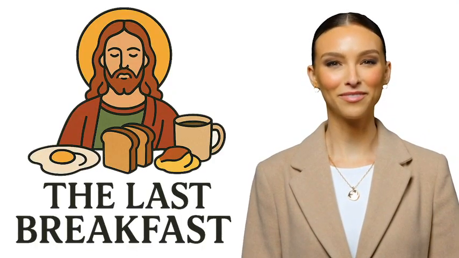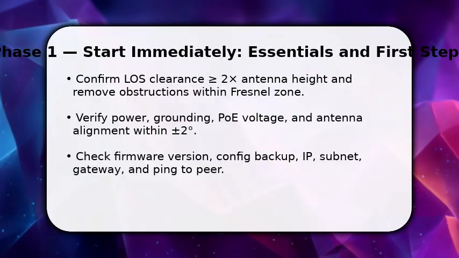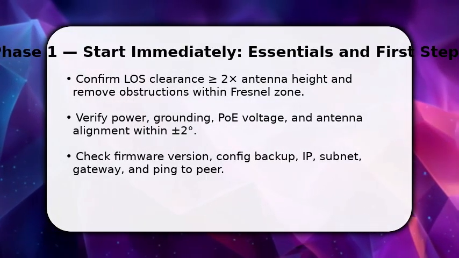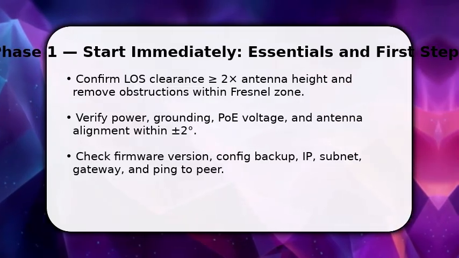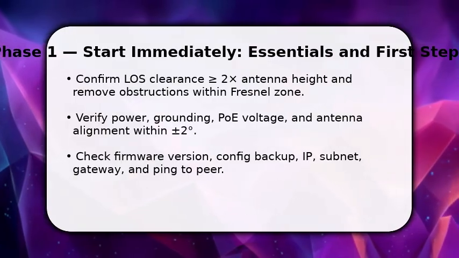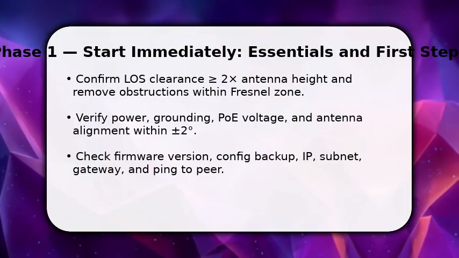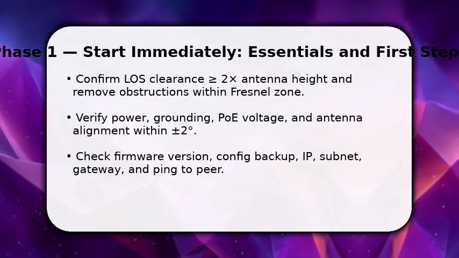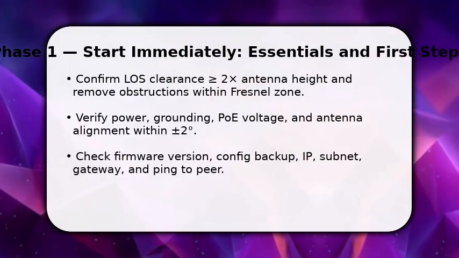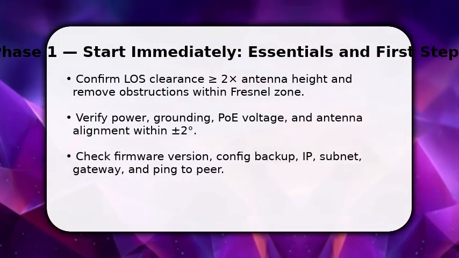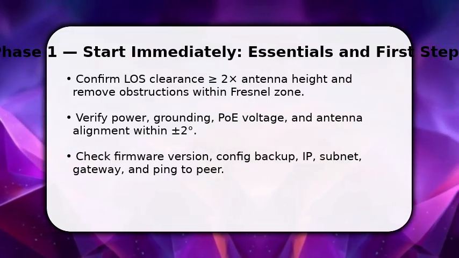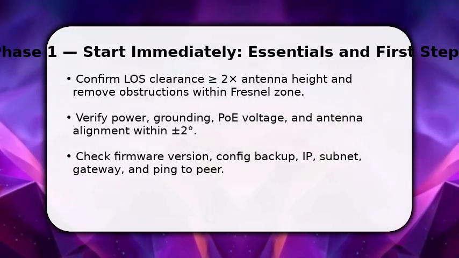Please enjoy the video. You start by validating prerequisites because missing basics cause false failures. First, ensure line of sight and Fresnel clearance. You need at least one clear Fresnel radius. Next, power and grounding. Confirm PoE voltage and connectors. Bad power alters sync. Then check firmware and save a config backup. Mismatched code can break convergence. Once done, verify IP addressing and route reachability by pinging the opposite radio. These early steps isolate hardware, power, and addressing faults fast.